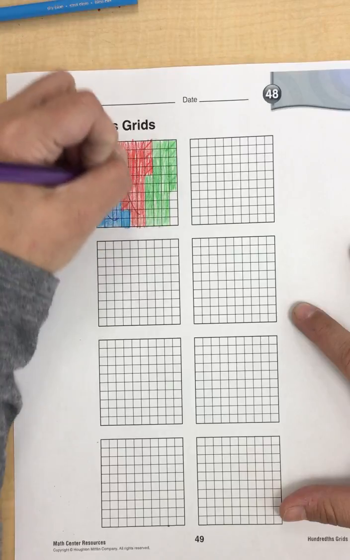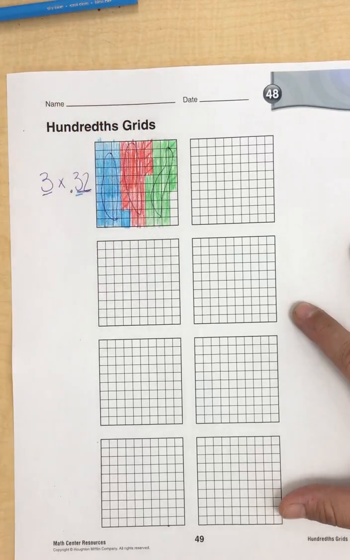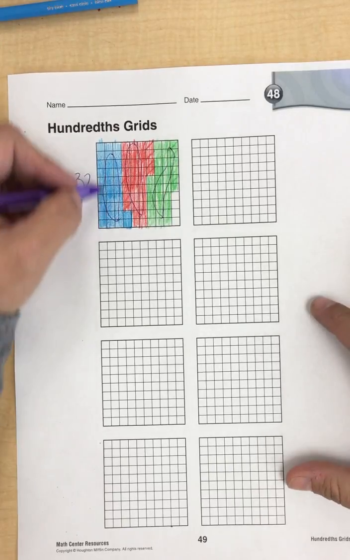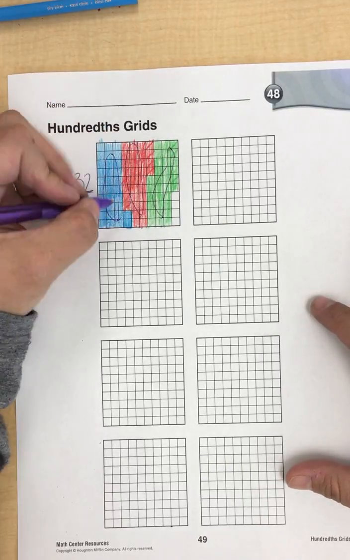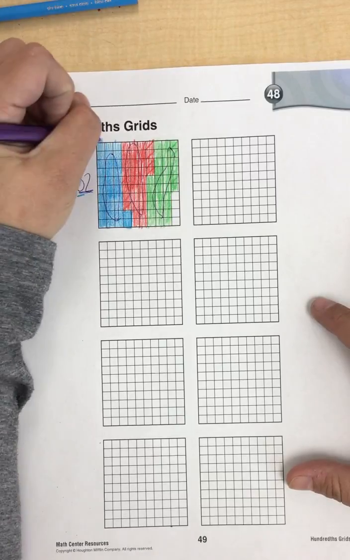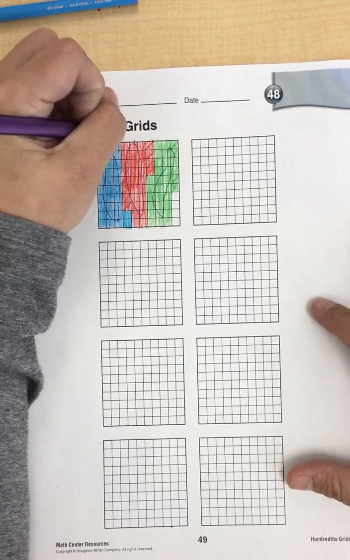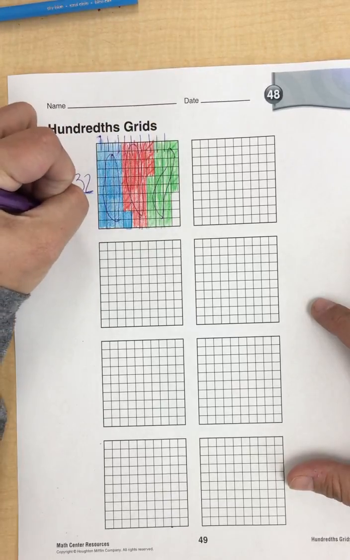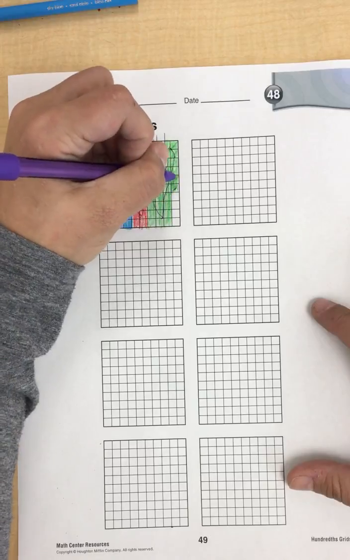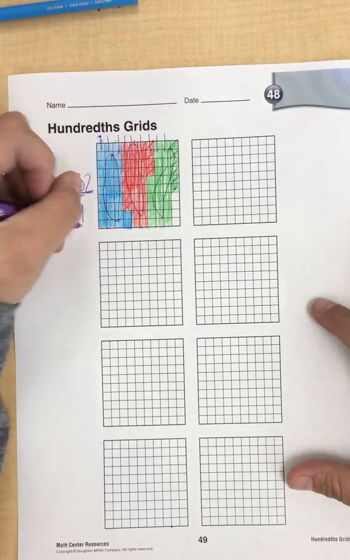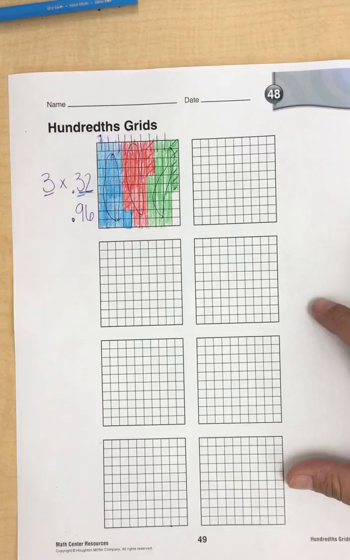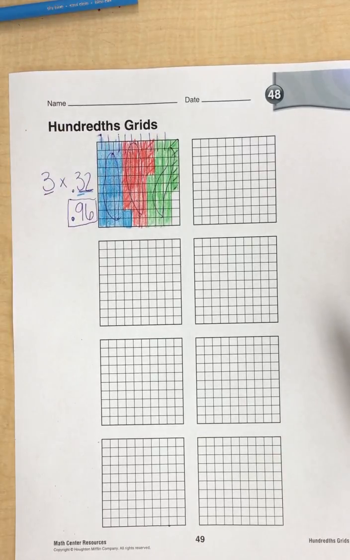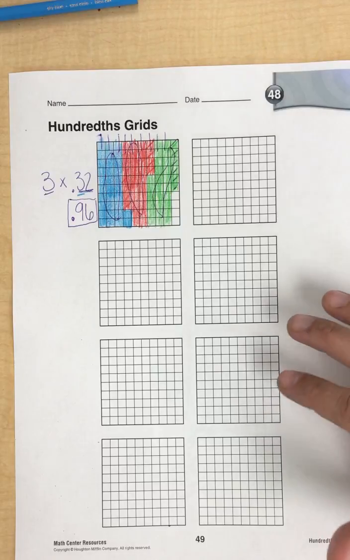1, 2, 3. So my product for 3 times 32 hundredths, I'm going to count up the number of squares I have shaded in. And I can count up my tenths first. So 1, 2, 3, 4, 5, 6, 7, 8, 9 tenths. And then I have 1, 2, 3, 4, 5, 6 hundredths. So my product for 3 times 32 hundredths is going to be 96 hundredths.